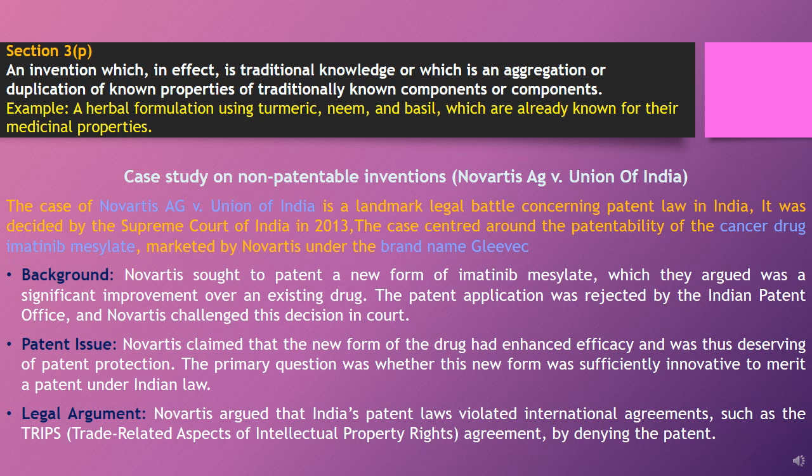So, Novartis, a big pharmaceutical company, wanted a patent on a new version of a cancer drug called imatinib mesilate, which they sell under the name Glivec. And the Indian Patent Office said no to the patent because they didn't think the new version of the drug was different or better enough to deserve a patent. So, Novartis didn't agree with this decision, and they took the case to court, arguing that the Indian law was too strict and went against international rules.